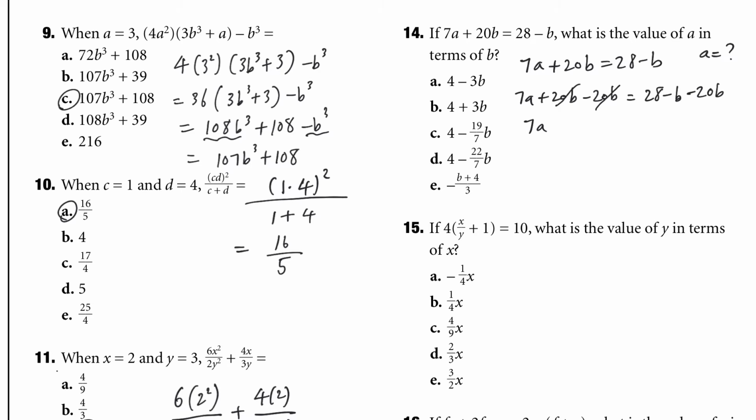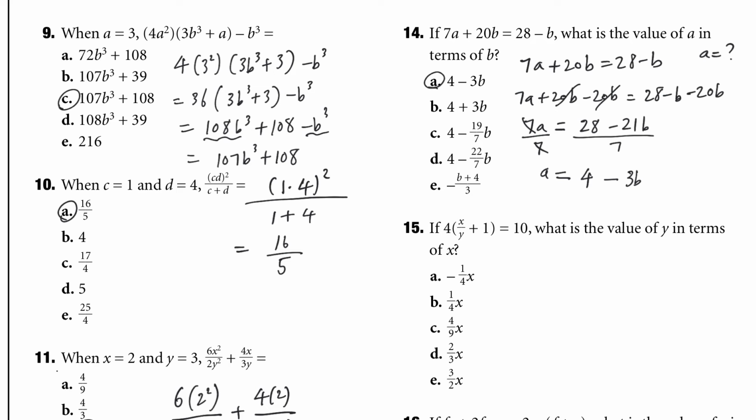And as I said, whatever you do on the left-hand side, you always want to do on the right-hand side. That's why I'm subtracting 20b from both sides. So 28, and then you have minus b minus 20b, so you have a total of 28 minus 21b. Now last thing is for me to get rid of the 7. How do I do that? Divide both sides by 7. In this case, they cancel. So you have a is equal to 28 over 7 is 4 minus 21b over 7 is, how many times does 7 go into 21? 3. So the answer is A.